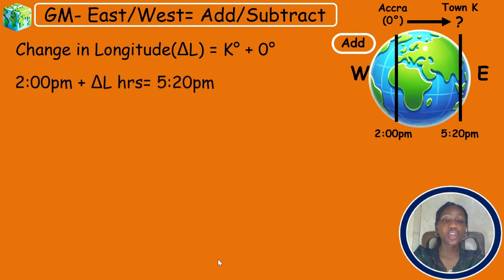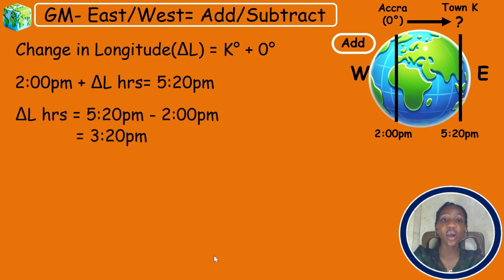2 p.m. plus change in L will be equals to 5:20 p.m. The place where the arrow is pointing to would have been the time we're looking for in the previous question, and that is why the equation is arranged like this. So we're arranging the equation by bringing the like terms to one side to get the value for delta L. We have 3:20 p.m. as our change in longitude converted to time.